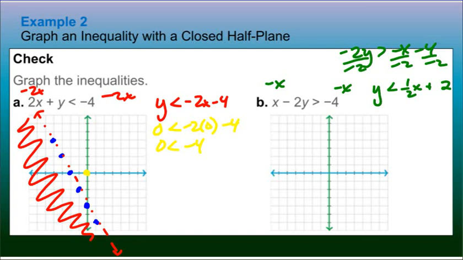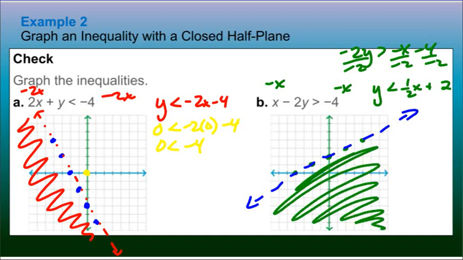I put a point at 2 on the y-axis. Positive slope, so up 1 to the right 2, up 1 to the right 2, or down 1 to the left 2. Put also a dashed line. So it cannot equal that. Less than means it goes below the line. So if I shade this, it'd be everything below the line here.